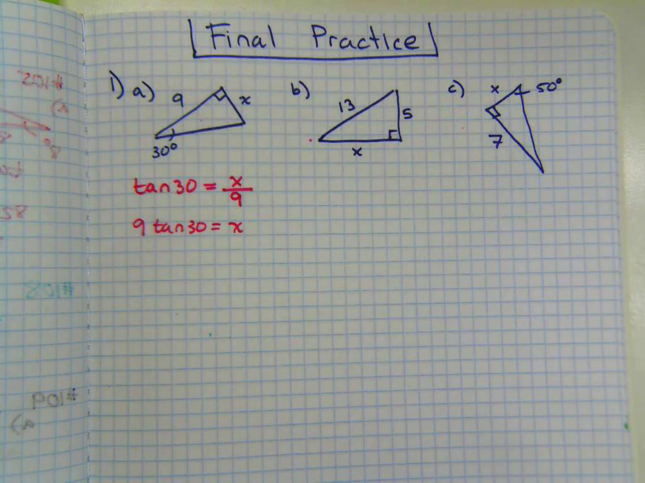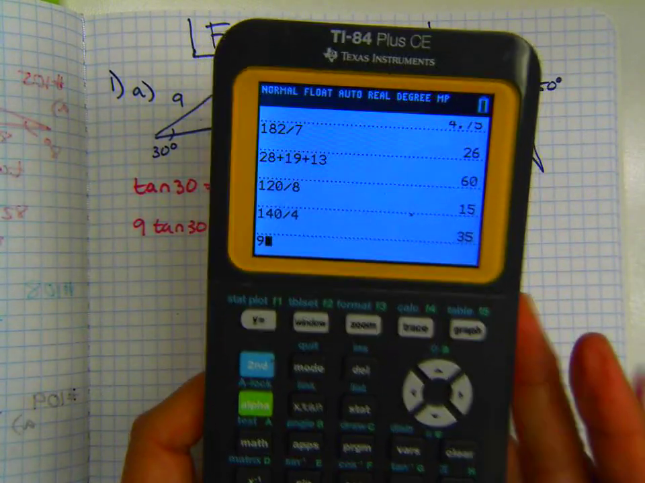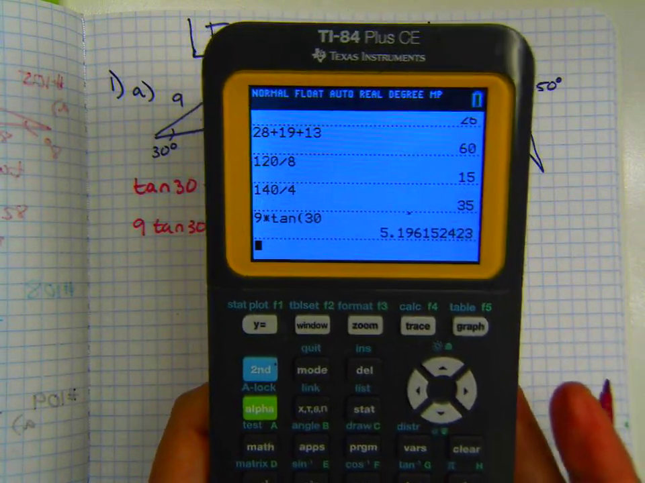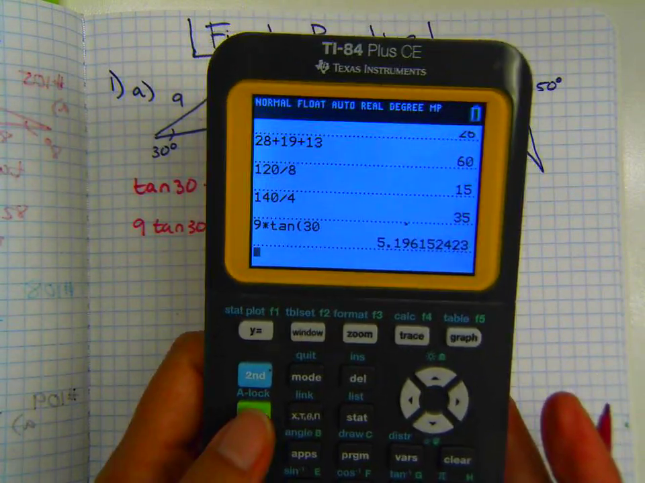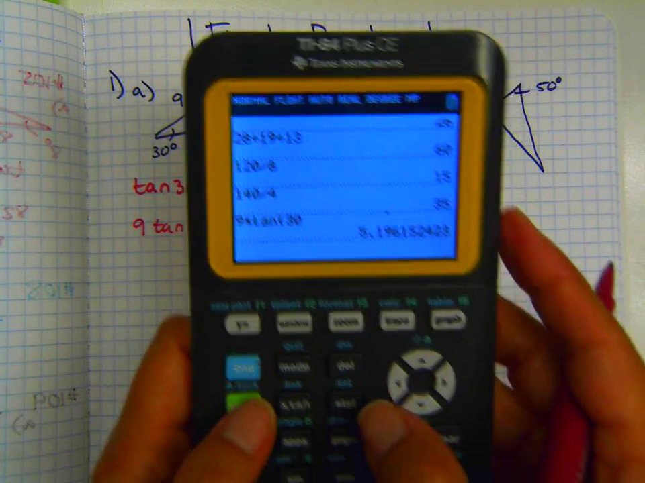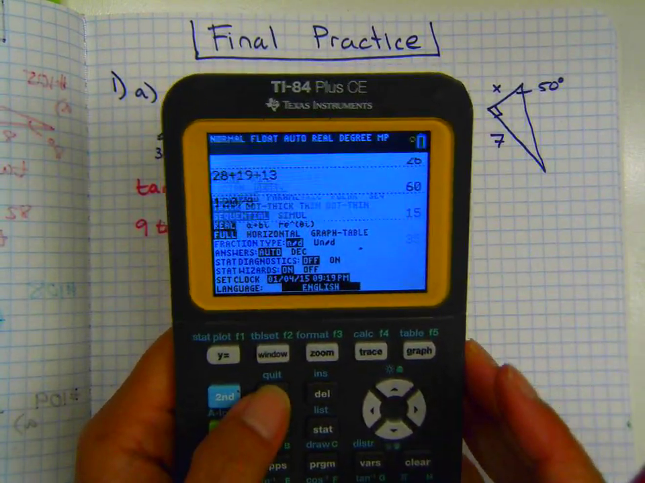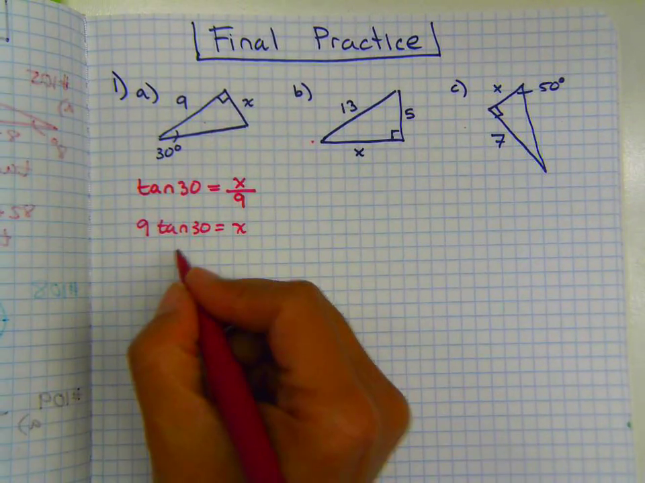So let's double check with the calculator, or let's do the problem with the calculator. You have 5.19 or 5.20. If you didn't get that, make sure your calculator is in degree mode. So 5.20.